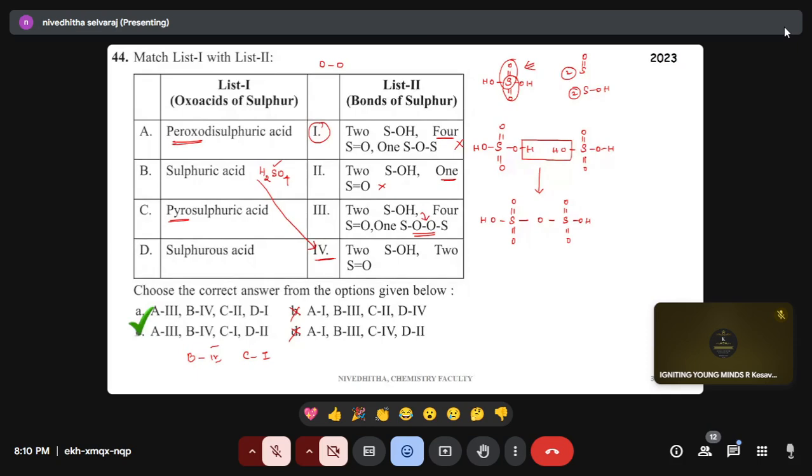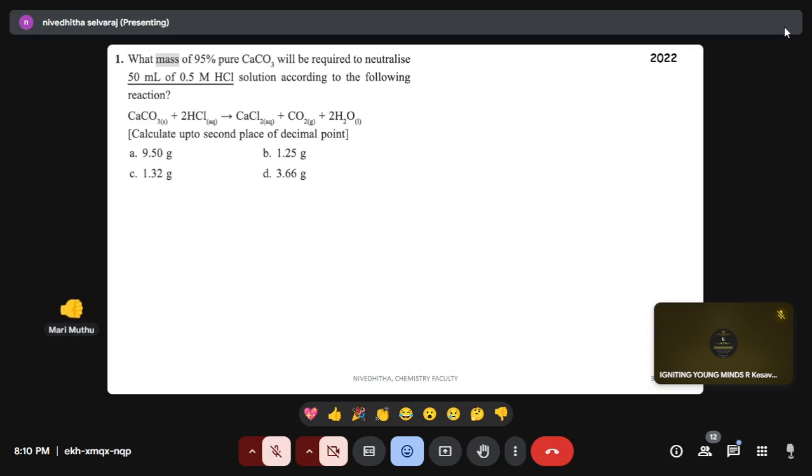Okay. So basically, this question is from mole concept, which is very easy. What mass of 95% pure calcium carbonate will be required to neutralize 50 ml of 0.5 molar HCl solution according to the following reaction? The given reaction is calcium carbonate reacting with 2 moles of HCl to give calcium chloride, carbon dioxide and 2 moles of H2O. Whenever the reaction is given, we have to make sure whether it is balanced or not.